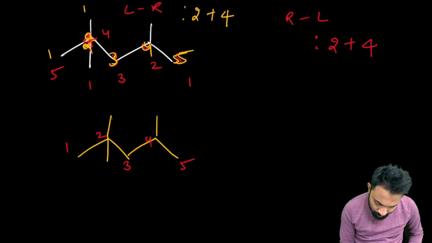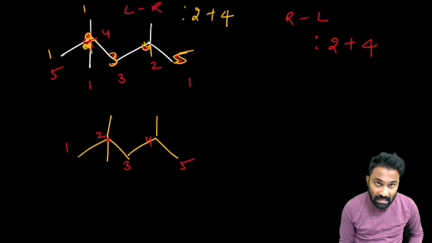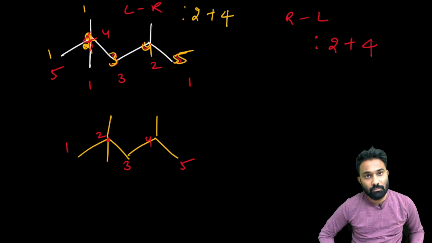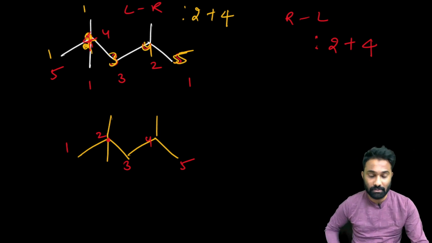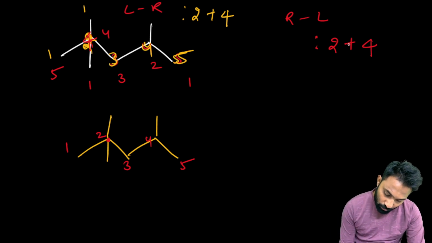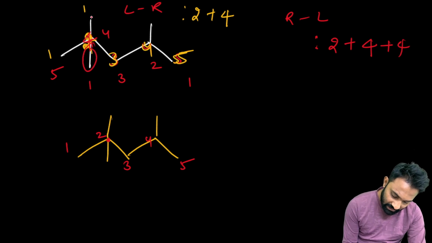Here, the more the substituents. For this one carbon we are having more substituents, right? More the substituents should get the least number. You can see here what has happened: 2 plus 4 plus 4. Here the two substituents are there, right? Here 1, here 1. It is getting 4 and 4.